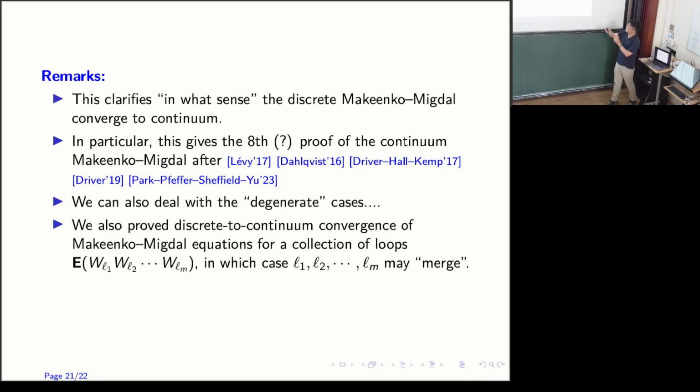Maybe Shen asked this question: suppose the intersection is not adjacent to 4 edges, but instead only 2 or more. We can also deal with these, call them degenerate cases. We also have some generalizations: if you have not only one loop, but a correlation of m loops, there's also a version of a loop equation for which we can prove convergence. There it's not just splitting. Actually, these different loops may merge to form larger loops. These merging terms appear at both the lattice level and the continuum level, and they also converge.